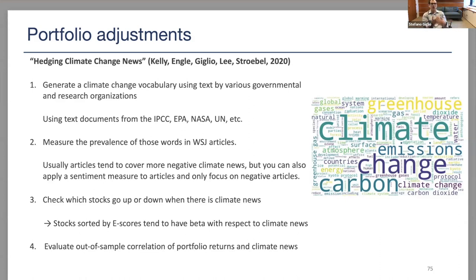So you can think of it as basically saying, I'm going to go long green companies and short brown companies, and then evaluate the out-of-sample hedging performance of this portfolio, okay?